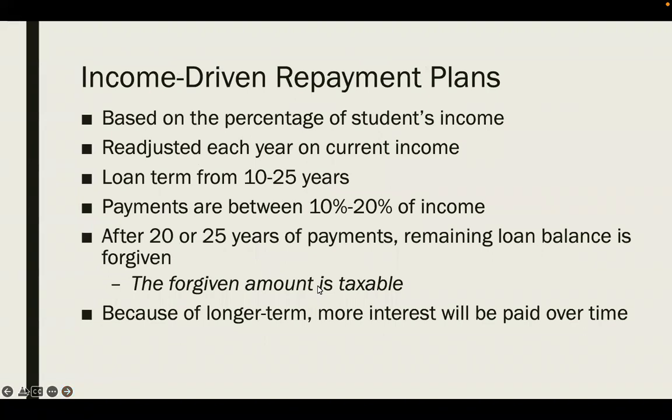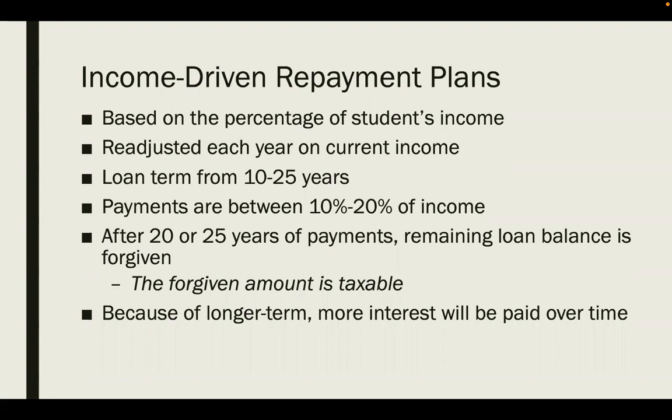Now, the last one is the income-driven repayment plan, and this is based on a percentage of your income. So every year they readjust based on your current income. So if you get a raise, your payment goes up. If you take a pay cut, your payment goes down. So it's readjusted each year. The loan term can be anywhere from 10 to 25 years, depending on the amount of loan. And the payments are generally between 10 and 20% of your income. From what I found, that's the average percent of income going towards these repayment plans.